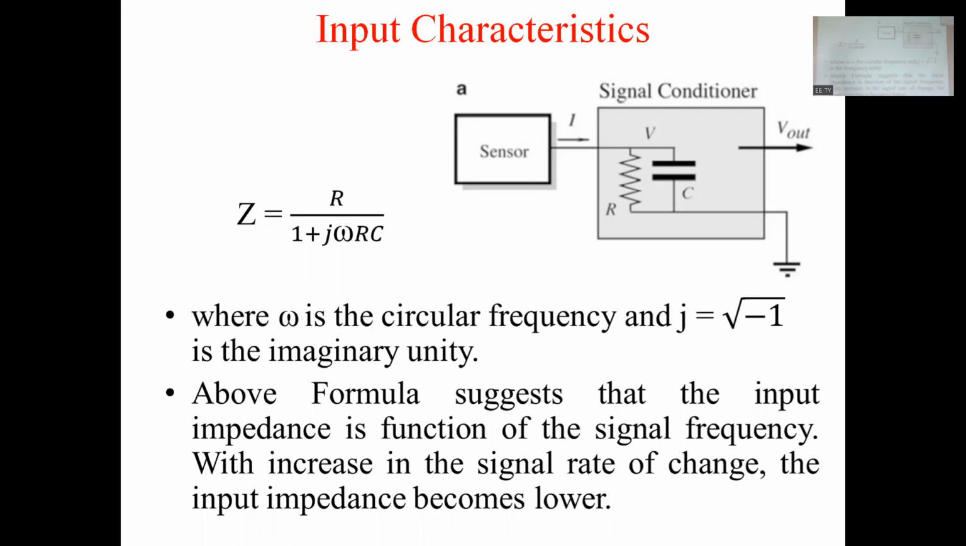With increasing signal rate of change, the input impedance becomes lower, right? See 1 plus j omega, that means if the sample frequency or circular frequency increases, okay, याची व्हॅल्यू जर increase झाली automatically Z काय होईल decrease होईल ना. So that means it will be lower. So if the frequency or circular frequency increases, then depending upon this equation it shows an inverse proportion.